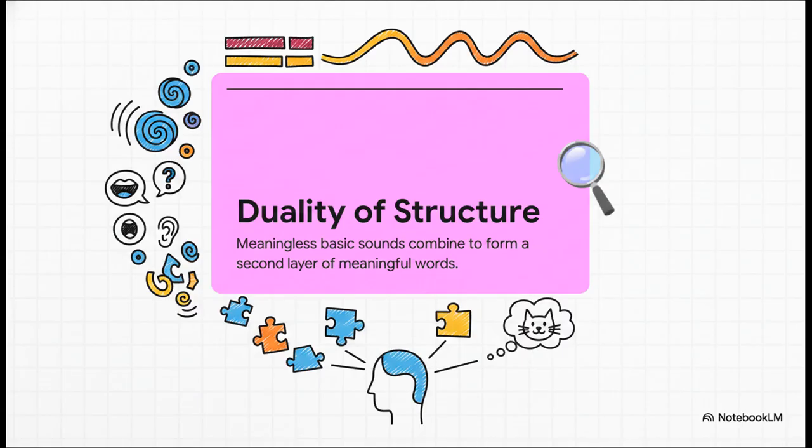Then we've got the duality of structure, sometimes called double articulation. Most animals have a fixed set of basic sounds, and they can really only use them one specific way. Humans, though, operate on two separate layers. We have this set of about 30 to 40 basic sounds, called phonemes, that are completely meaningless on their own. The sounds k, a, and t don't mean a thing individually. But when you layer them together following our specific rules, boom, you build the meaningful word cat. It's amazing. A handful of meaningless sounds can be infinitely rearranged to build our entire massive vocabulary.